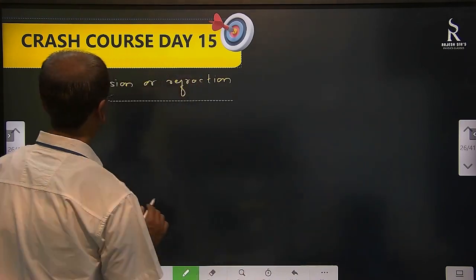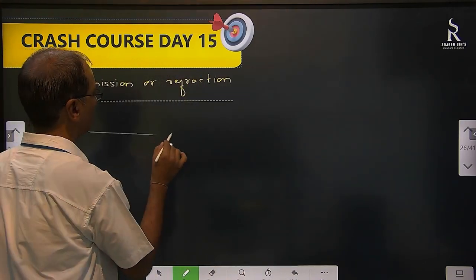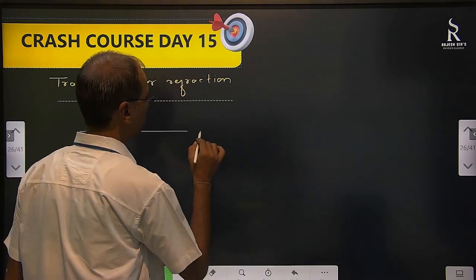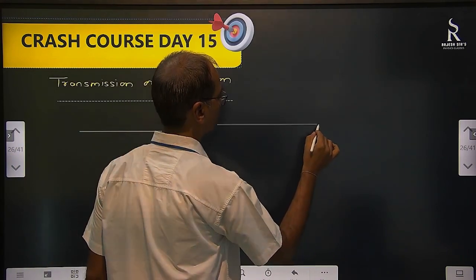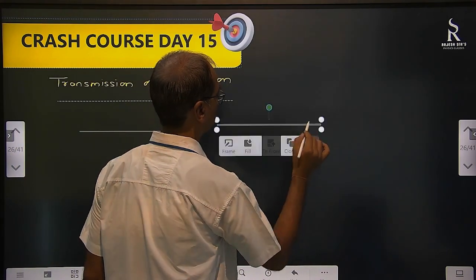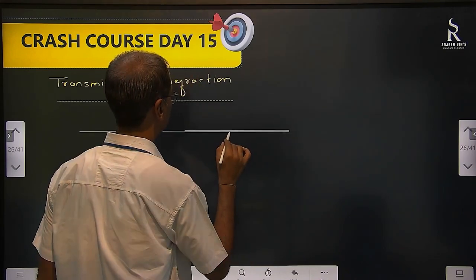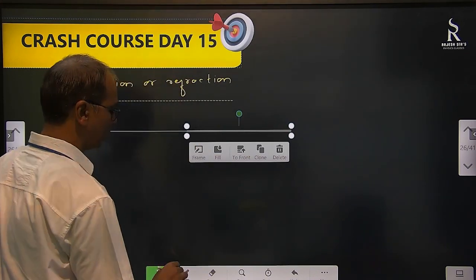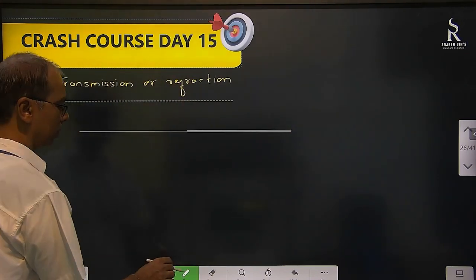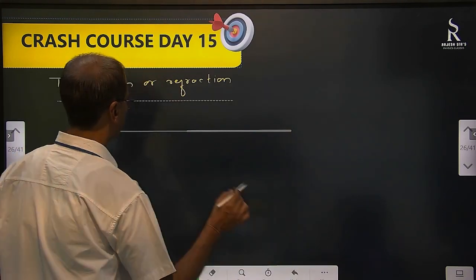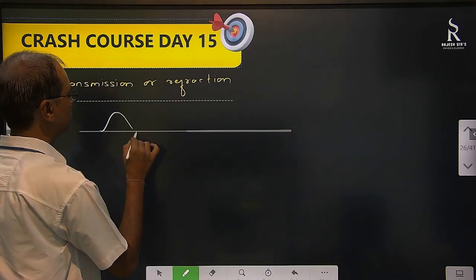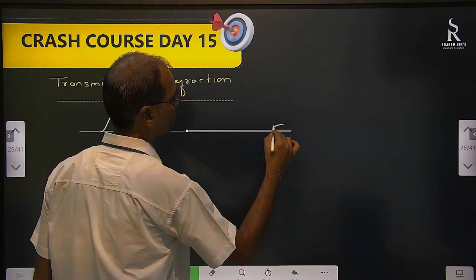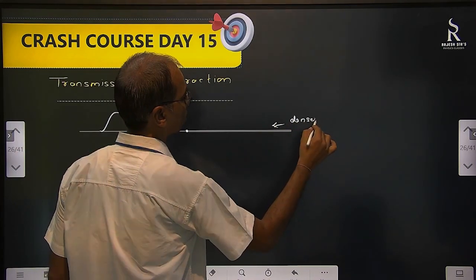Okay, so this is medium 1 and this is medium 2. And this, we are saying, is a denser medium. First one we are making like this. So if suppose one pulse is coming, there is a pulse like this. This is the incident pulse. And this is the junction here, and this is denser. So what happens?